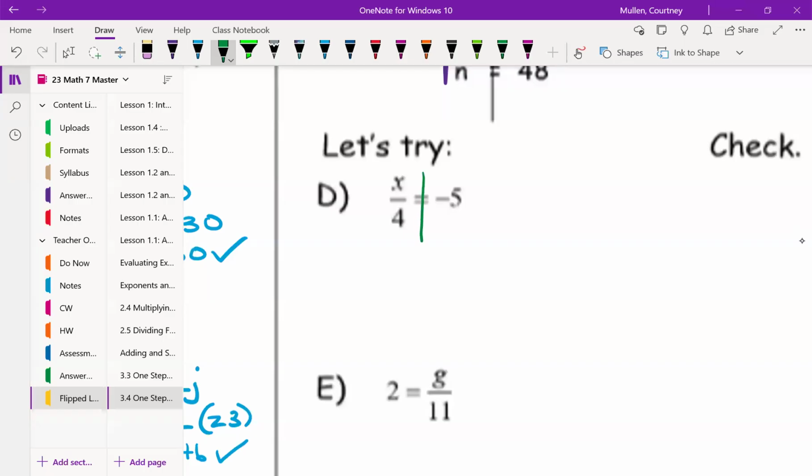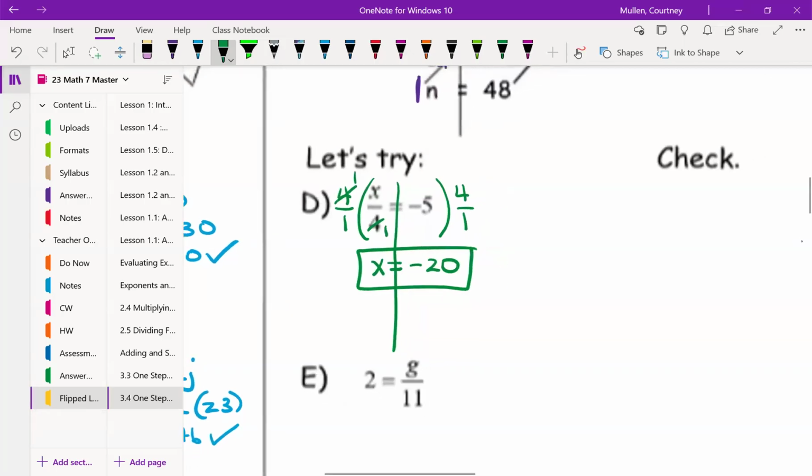Line down your equal sign. The variable and the denominator are being divided. The inverse is to multiply. So I like to do it by putting the whole equation in parentheses and multiplying on both sides by the denominator over 1 here. So 4 goes into 4 once, 4 goes into 4 once, leaving us just with x. Equal sign stays on the line. Negative 5 times 4 is negative 20. And so here's our solution.